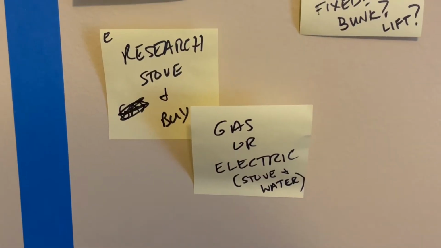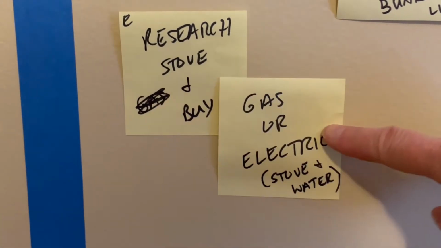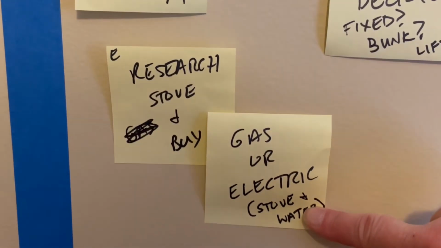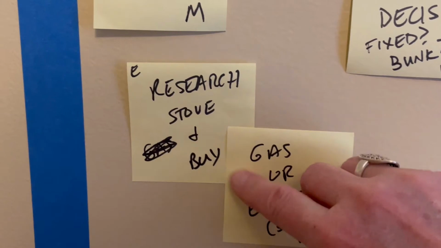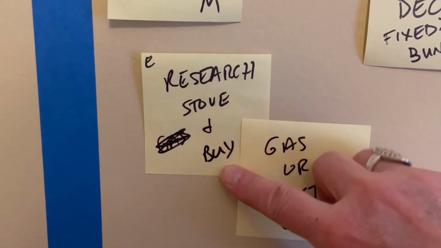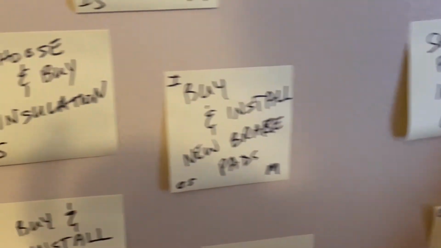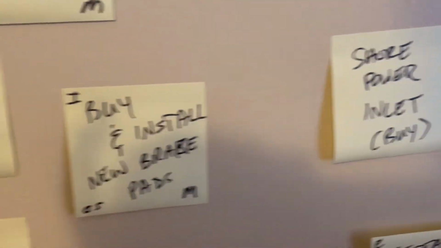A lot of times I'll put related subjects together. Here I had to decide if I was going to do gas or electric, stove and water. And then once I knew that, I could also research and buy the stove. And actually, both of these are done now. So we move them over to the done column and we get a little bit of gratification.